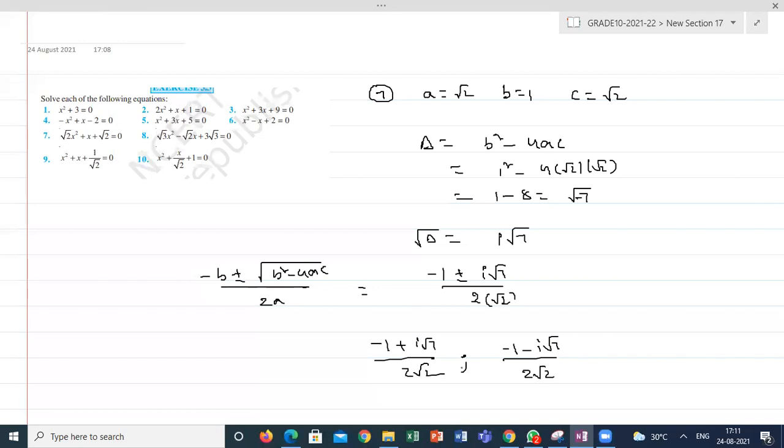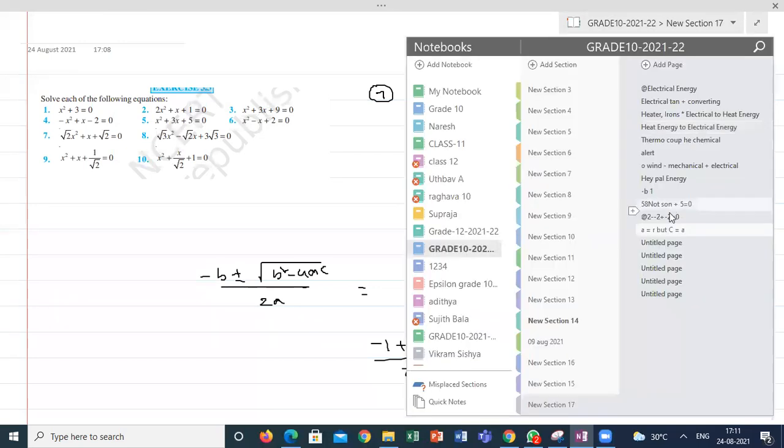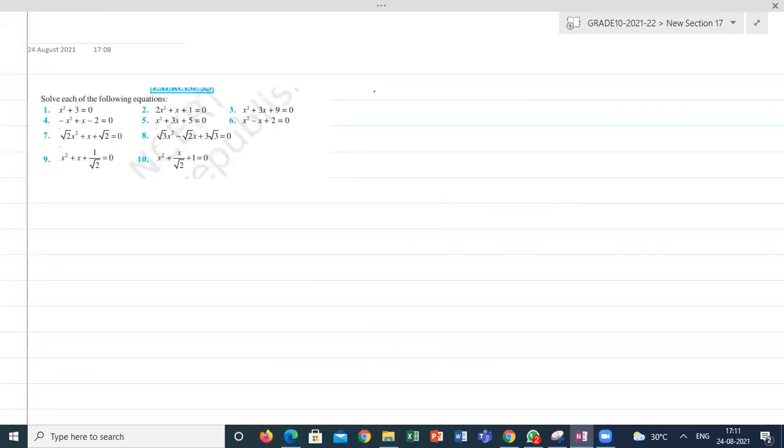Using the same method, can you solve the rest of the 3 questions, guys? I'm waiting for you people. I need the answers from different people, not from a single person. Please try to solve this 8th question.